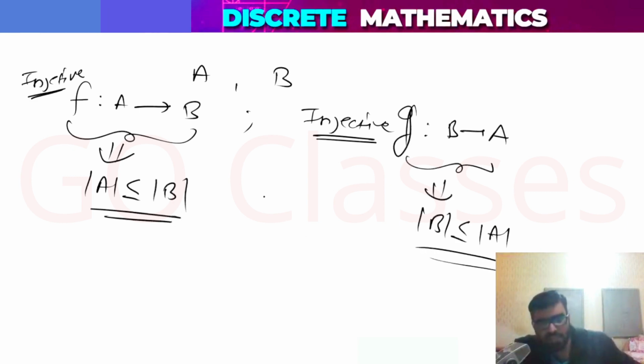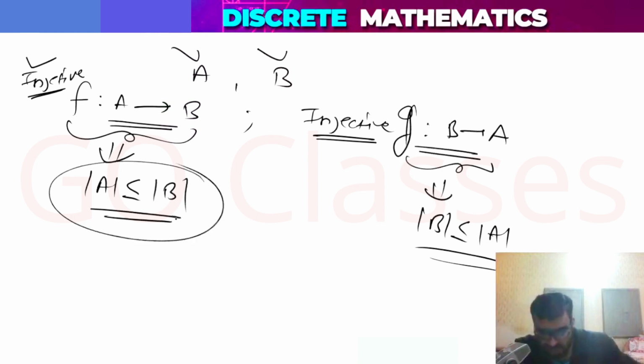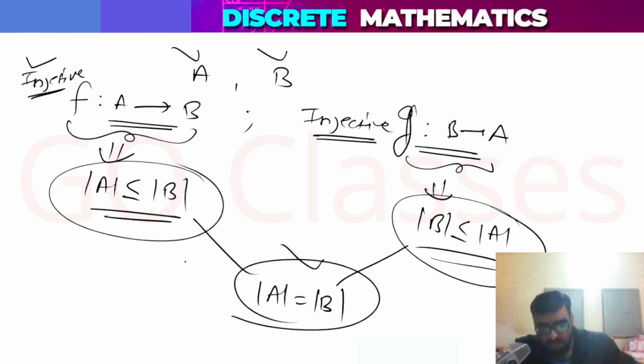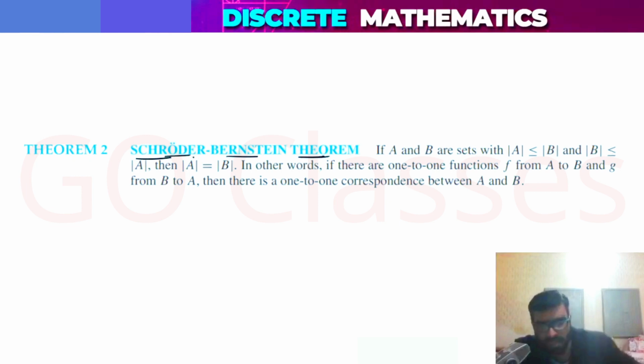So what I'm saying is that you have two sets A and B such that we have an injective function from A to B, and also an injective function from B to A. Then this means that cardinality of A is less than or equal to cardinality of B, and cardinality of B is less than or equal to cardinality of A. And these two things mean that cardinality of A is equal to cardinality of B. This is the theorem that has been proposed by this person. You can just read his name.